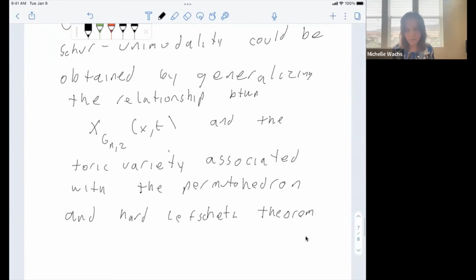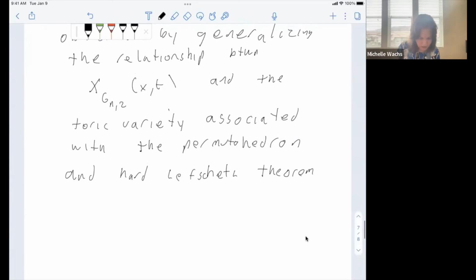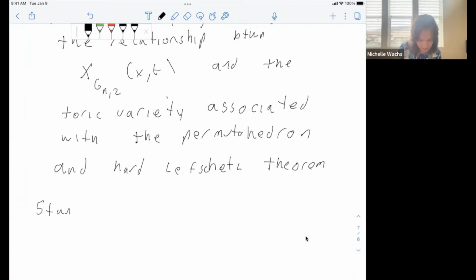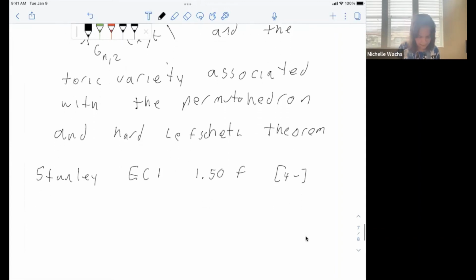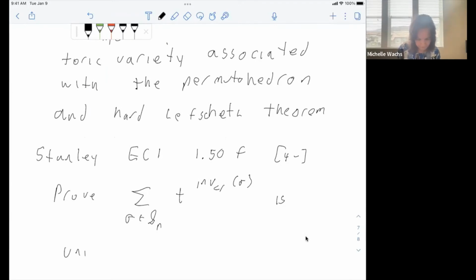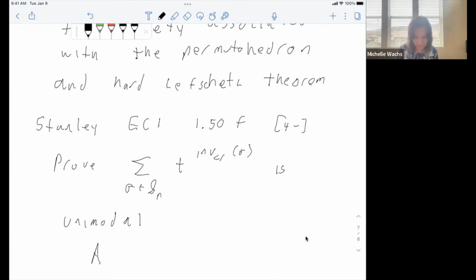We didn't know about Hessenberg varieties, but we came across Stanley's EC1 exercises, chapter 1, exercise 1.50 F, and that's a 4-. The problem was to prove that this polynomial is unimodal. So that was exactly our ANR1T.